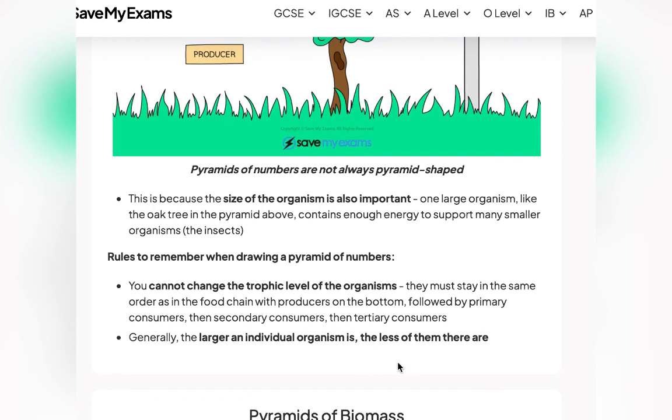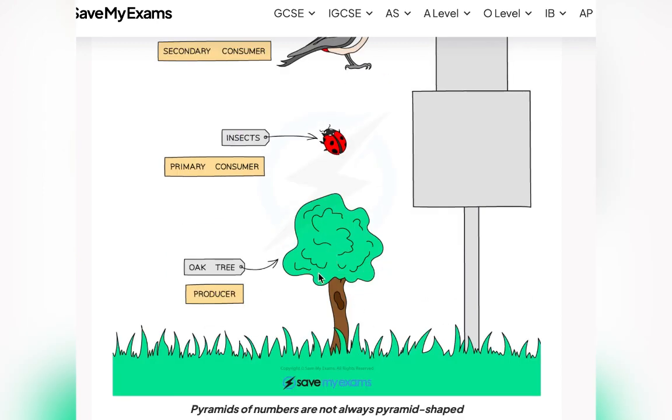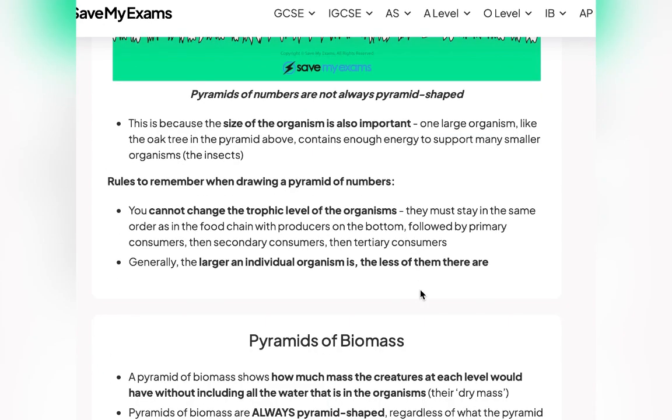Generally, the larger an organism is, the fewer of them there are. The larger it is, the fewer you have in the ecosystem. For example, if you have a very big oak tree, obviously, when we're representing it, we're just saying many insects are feeding on that one oak tree. So the larger it is, the fewer of them we have.